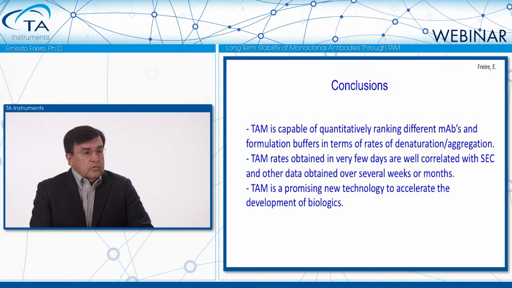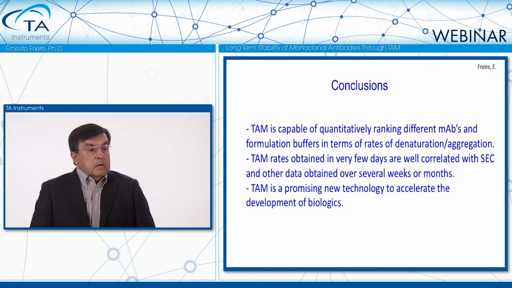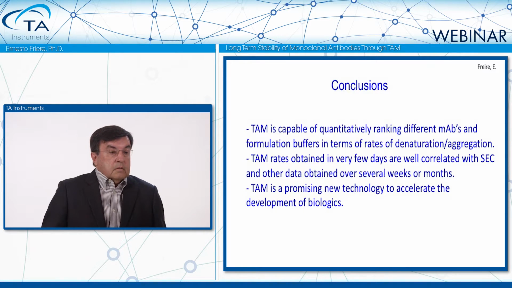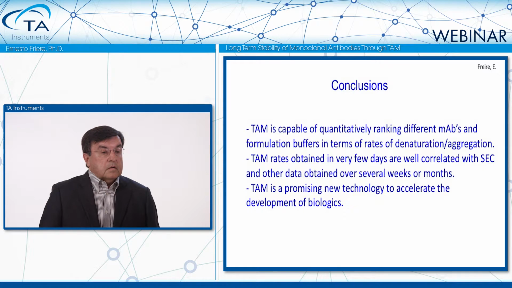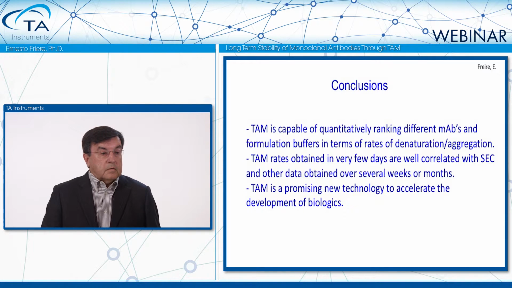So, to summarize, TAM is capable of quantitatively ranking different monoclonal antibodies and formulation buffers in terms of rates of denaturation aggregation, and the rates that are obtained by TAM can be gathered in a very few days and are correlated with size exclusion chromatography very well, data that is obtained over several weeks or months. And to conclude, TAM is a promising new technology that will help accelerate the development of biologics.